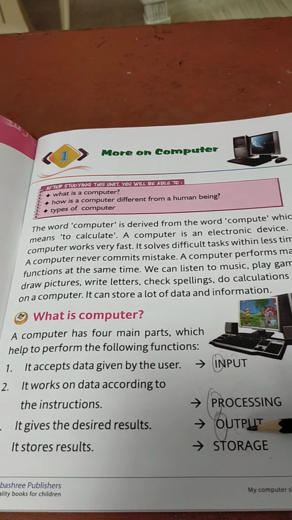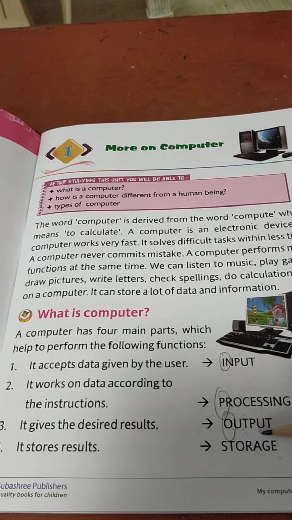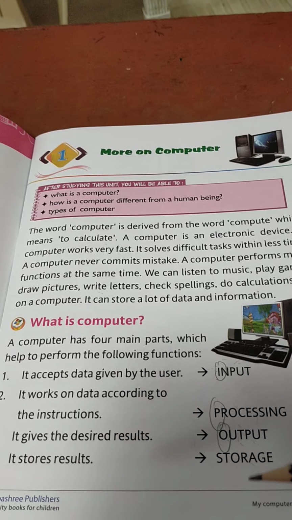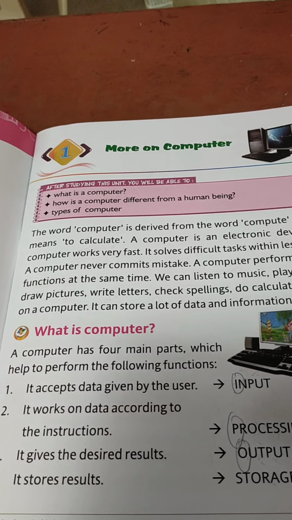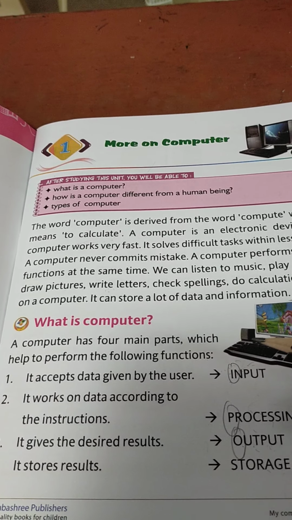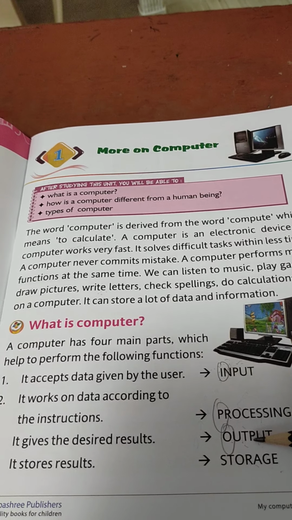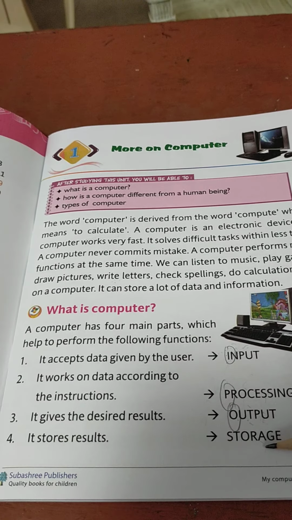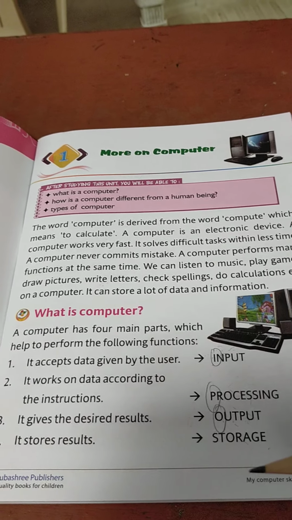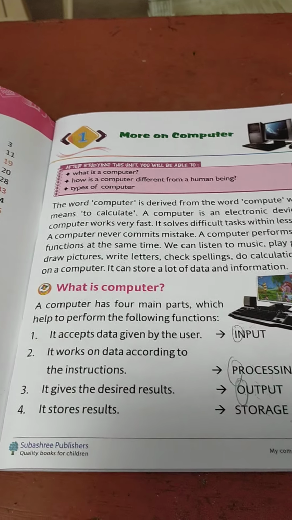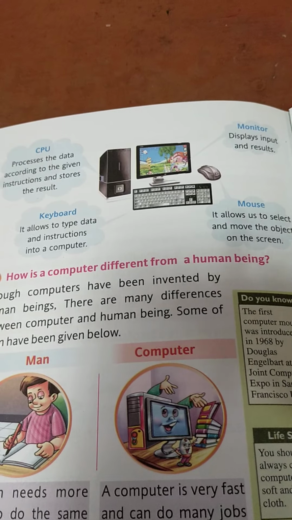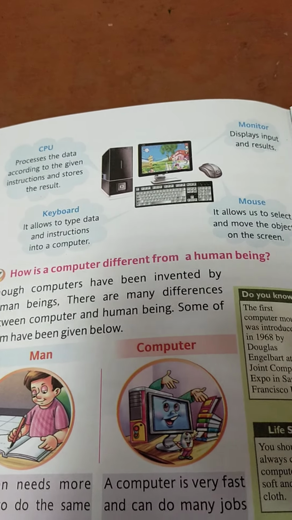And then output. Output is the desired result, the result of what we gave to the computer. 2 plus 2 is the input, and 4 is the output. The result answer is the output. And then storage. We can store the result inside the computer; that is the storage. I already told you: input, processing, output.